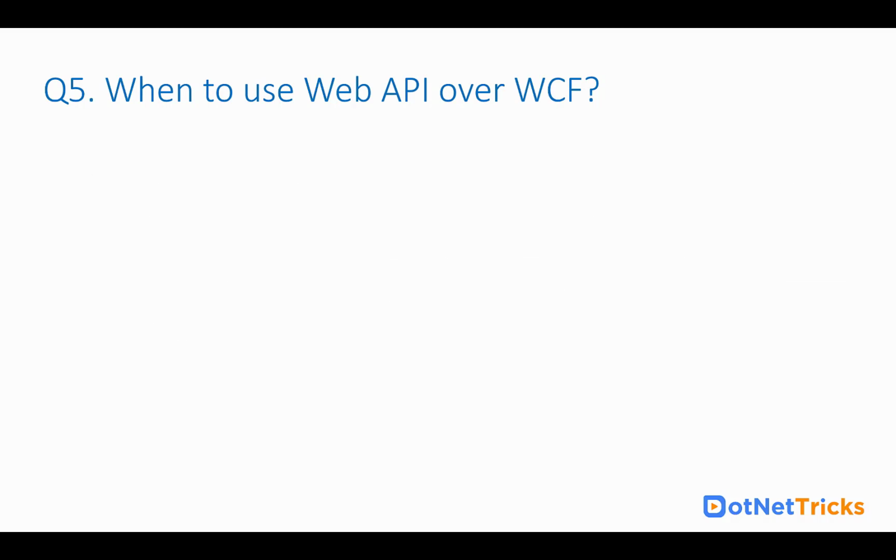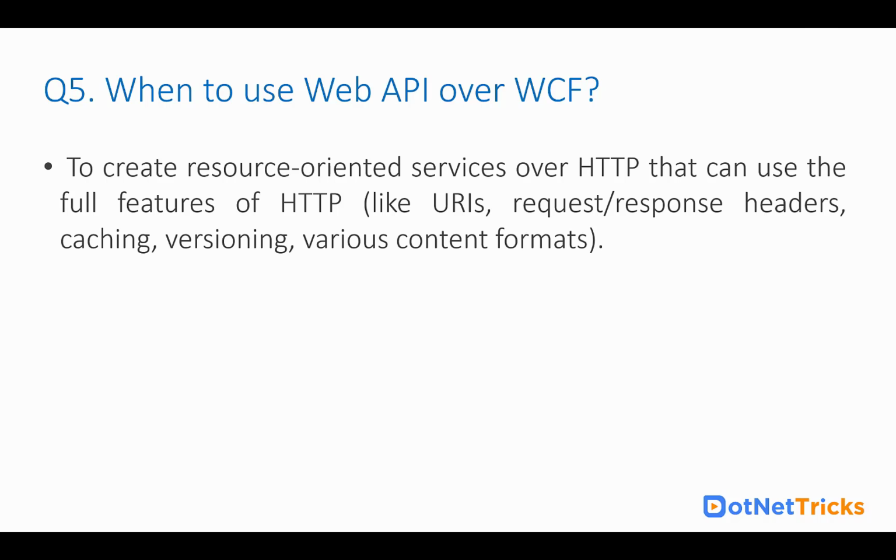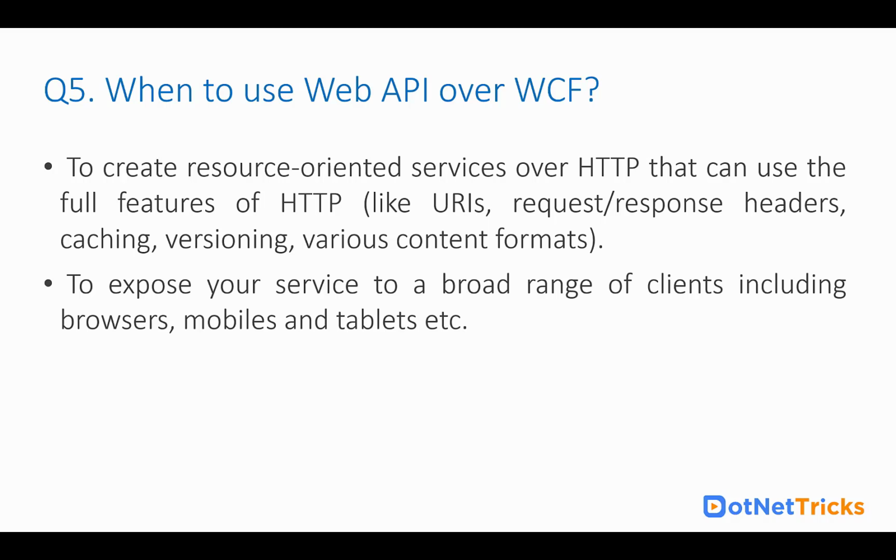Now let's move to the next question: when to use Web API over WCF. Whenever you are willing to use HTTP protocol features like URIs, request and response headers, caching, versioning, various content formats, there you should use Web API. And whenever you are willing to expose your service to a broad range of clients, including browsers, mobile apps, desktop applications, because the REST APIs we can consume easily by using the HTTP protocol style.